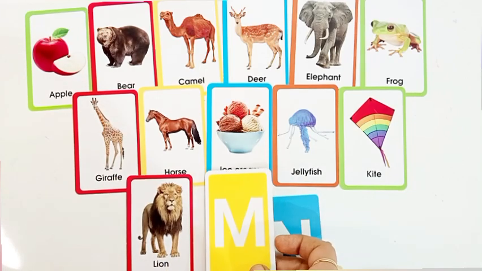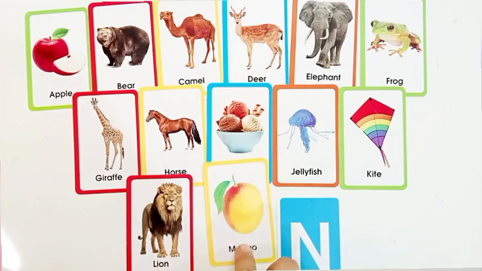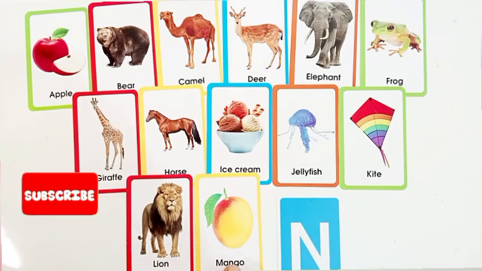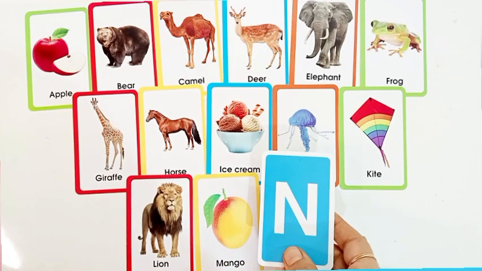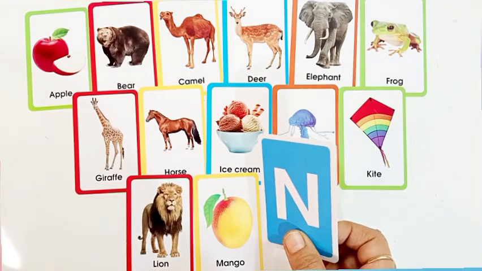M. This is letter M. M for mango. M-A-N-G-O, mango. This is mango. N. This is letter alphabet, big letter N.